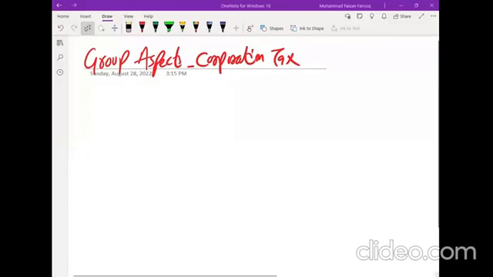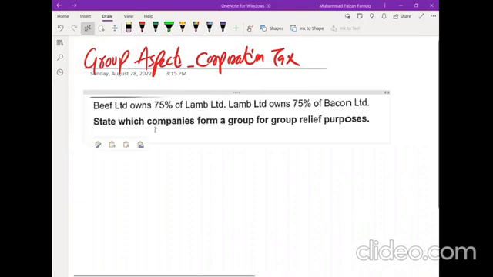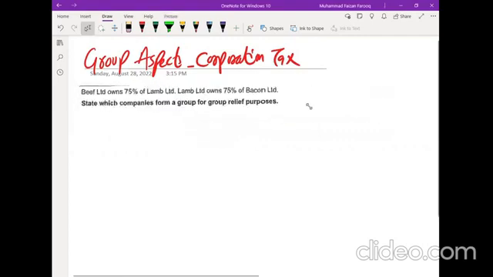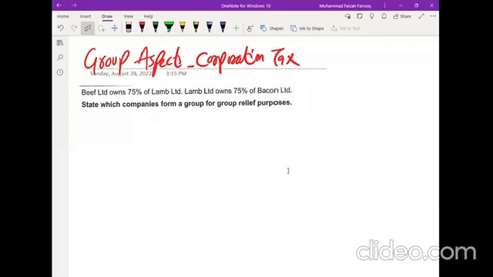The topic is group expense. Group expense means we learned the trading losses. Remember, in the trading losses, what was happening? The loss of the current year was adjusted. How was it adjusted? It can be adjusted from future profits, from total profit of the current year, or it can be carried back. This is the normal scenario for companies. The group aspect only affects corporation tax, nothing to do with individuals.